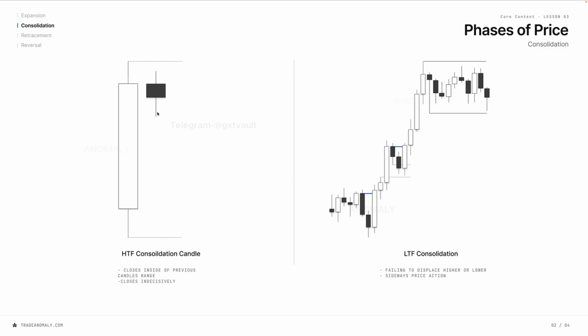It's a neutral candle or a small range candle. So as you can see down here, it closes inside of the previous candle range, closes indecisively. So what will that look like on the lower time frame, right? So here's that expansion. And as you can see, price is just trapped within a range of this high and this low, creating failure swings on both sides. This is something we want to avoid at all costs.